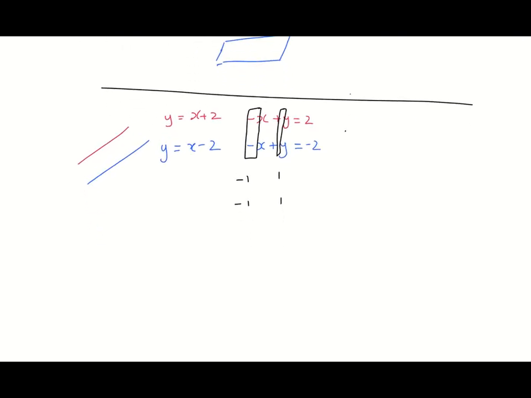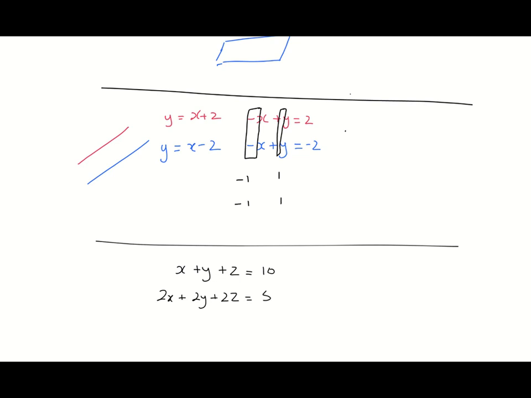So with the 3D version, I'm going to give you guys an example. If I have something like x plus y plus z equals 10, and then 2x plus 2y plus 2z equals 5, and then 5x plus 5y plus 5z equals 2, for example. So in this case, you can easily see that these are parallel lines.